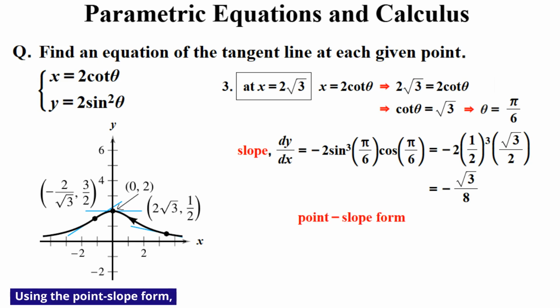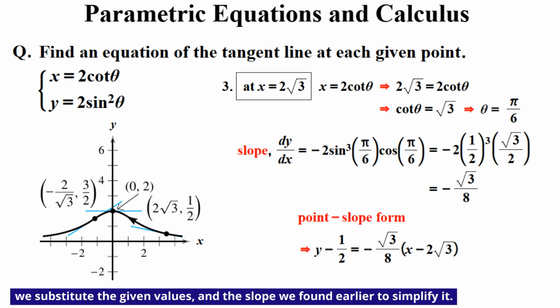Using the point slope form, we substitute the given values and the slope we found earlier to simplify it.